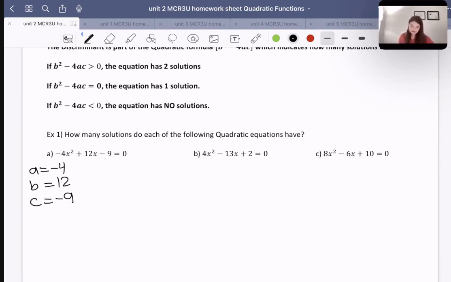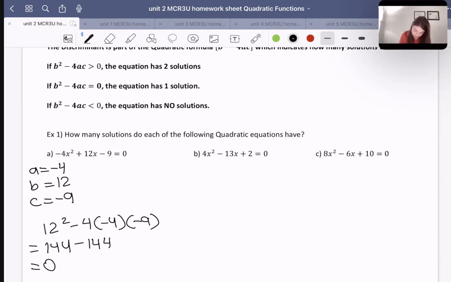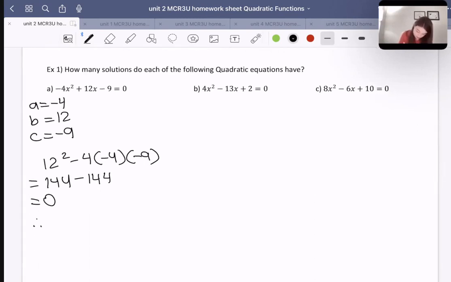Okay, so let's get to it. So b squared, which is 12 squared, minus 4 times negative 4 times negative 9. So let's see, 12 squared is 144. So 144, and then we have negative 4 times negative 4 times negative 9, which is minus 144, which is 0. So therefore, there is one solution.